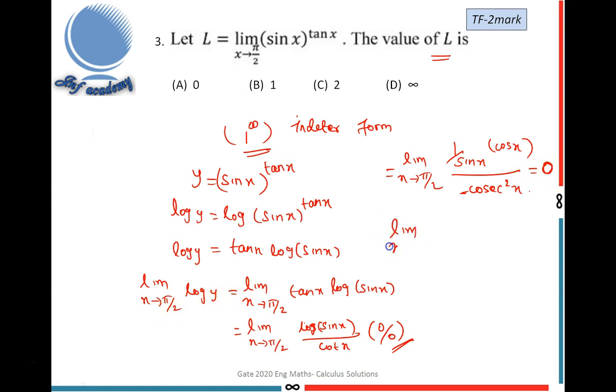So limit x tends to pi by 2 of y, where y is the given function sin x power tan x, taking e power, we get the answer. E power 0 is equal to 1. So the final answer is 1. That is option B. Option B is the correct answer.